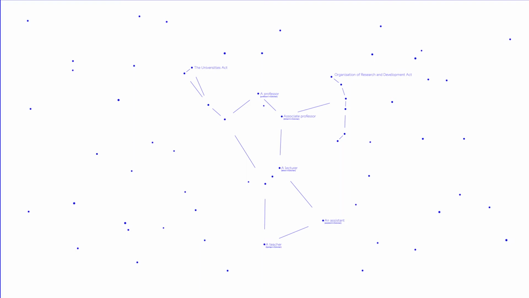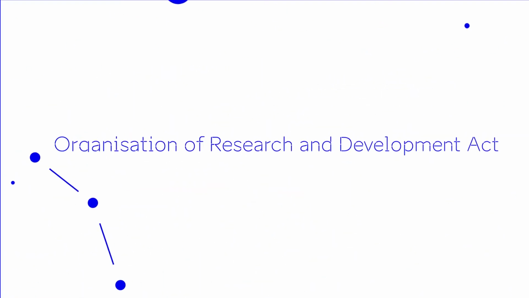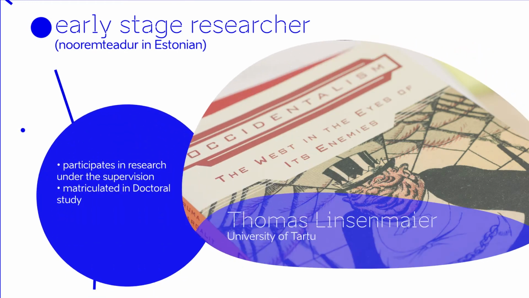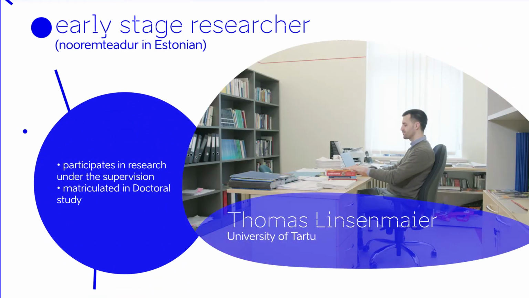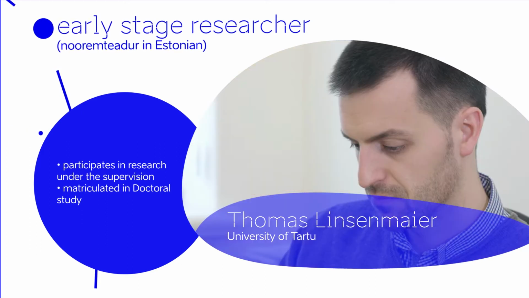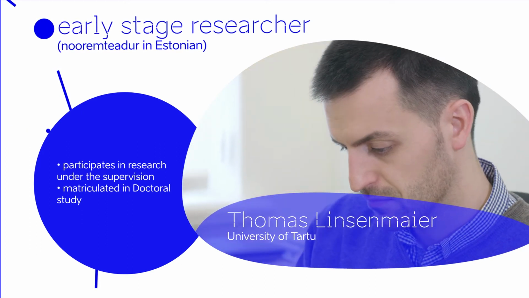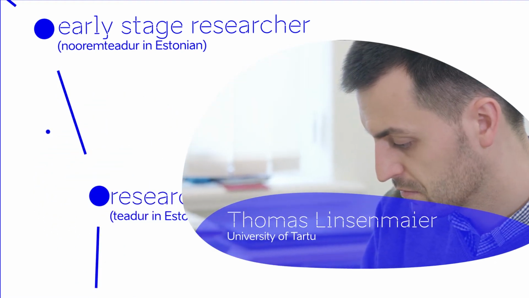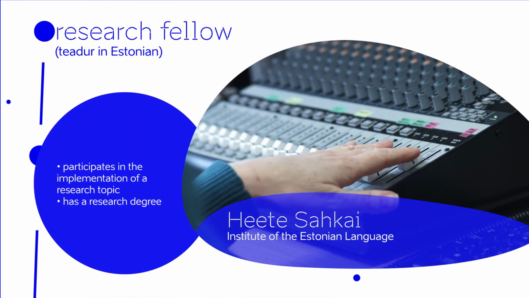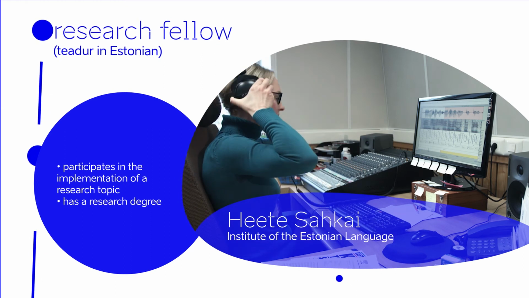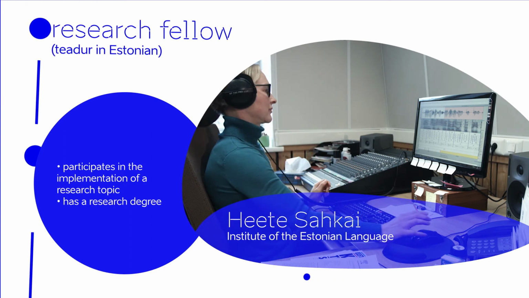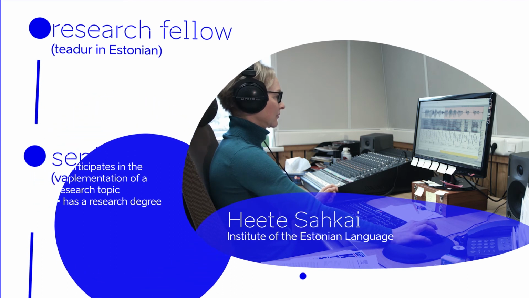The Research and Development Act provides the grounds for the organisation of R&D, including requirements for research staff. An early stage researcher is a person who works in research under the supervision of a supervisor. A PhD student can also apply for and work in the position of an early stage researcher. A research fellow participates in the implementation of a research topic or research project and has a research degree.